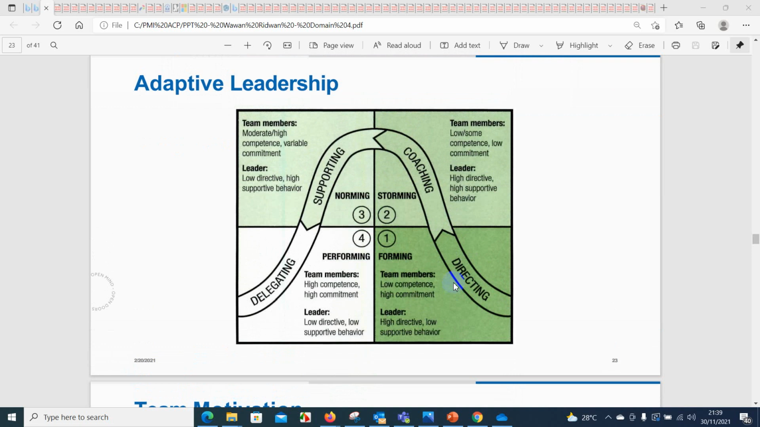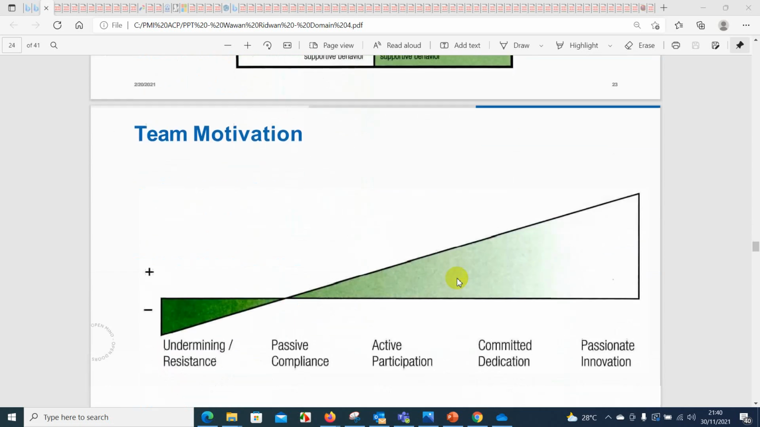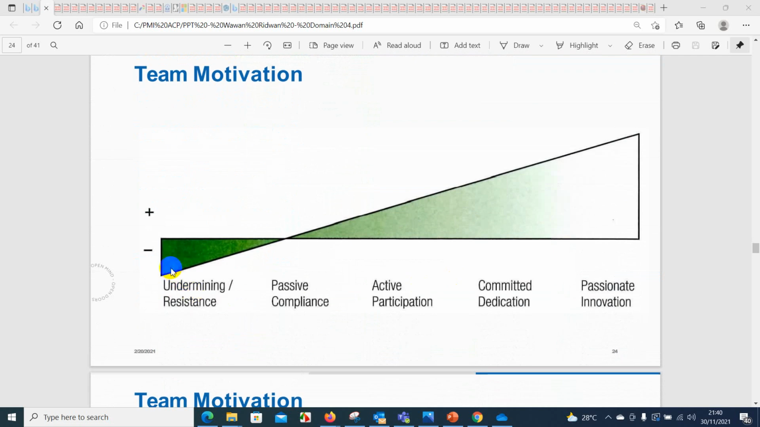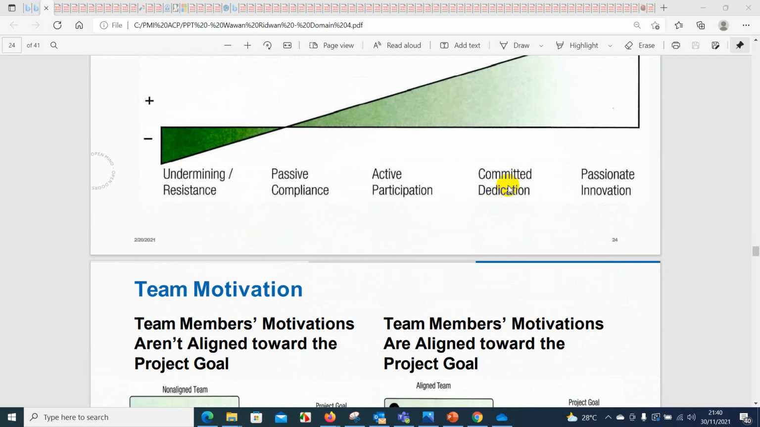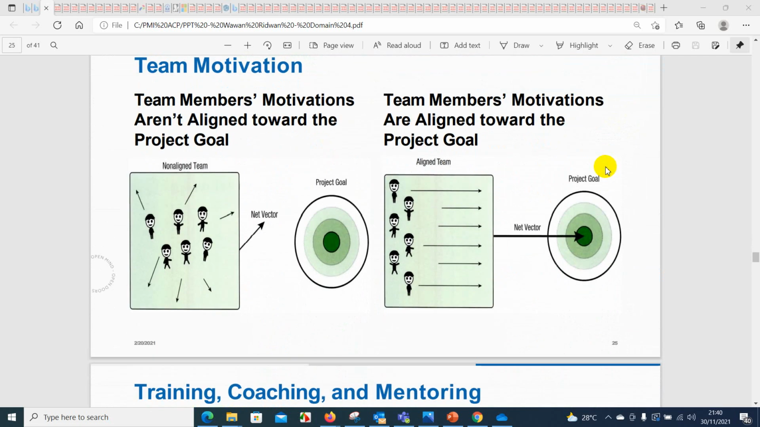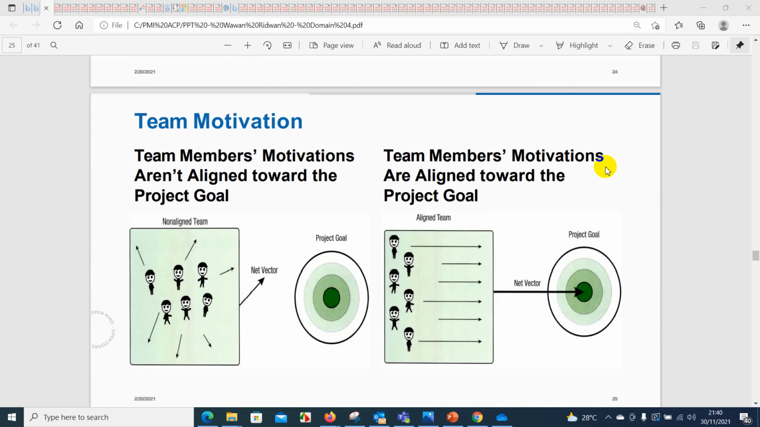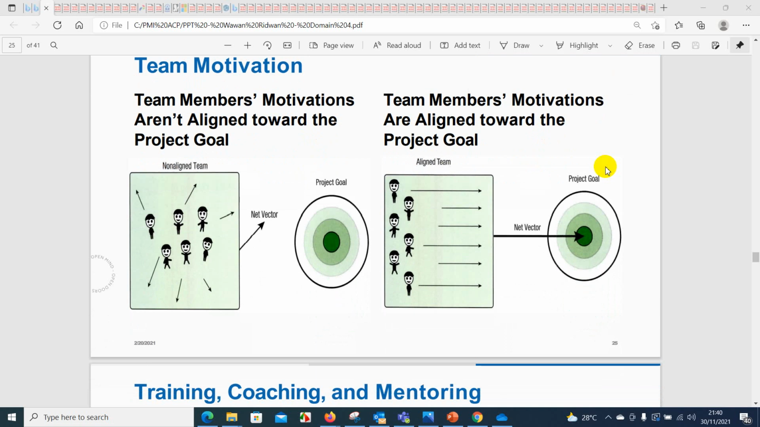Team members with moderate to high competence, variable commitment, low directive, high supportive behavior. Norming, performing, delegating: team members with high competence, high commitment, leader low directive, low supportive behavior. Team motivation ranges from resistant, active compliant, active participant, committed communication, to passionate innovation. Team innovation: the members' motivation isn't aligned toward a project goal. Team member motivation are aligned toward the project goal.